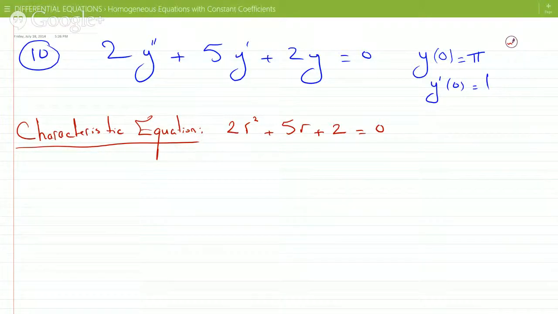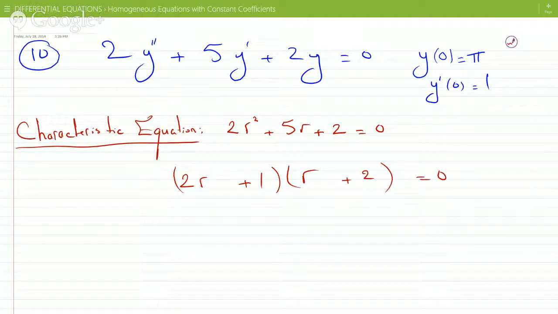This one factors. You don't have to use the quadratic formula, but you can if you want. The quadratic formula will get you the right answer, but this one does factor. So we have a 2r and an r, and we have a plus 1 and a plus 2 here, equals 0. So that gets us 4r plus r, 5r, and 2.